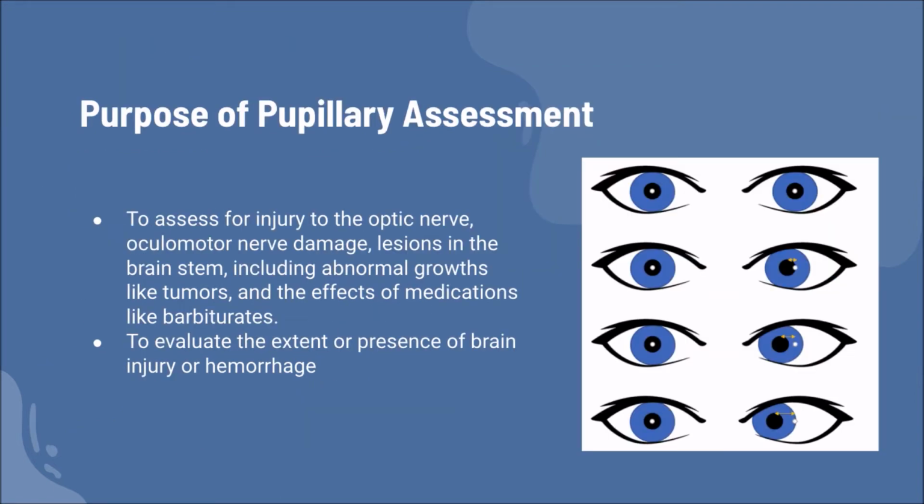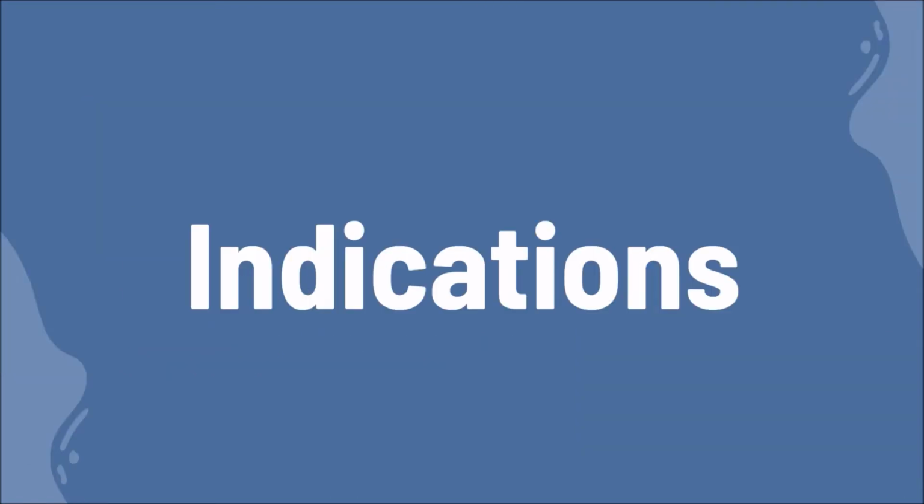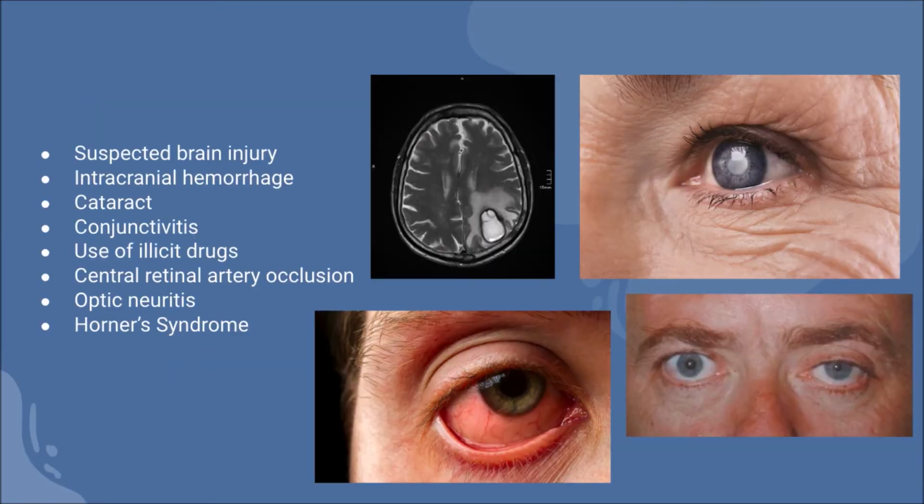Next is the purpose of pupillary assessment. So first is to assess for injury to the optic nerve, oculomotor nerve damage, lesions in the brainstem, including abnormal growths like tumors, and the effects of medications like barbiturates. Second is to evaluate the extent or presence of brain injury or hemorrhage, because the eye is very directly linked to the brain. Now for the indications.